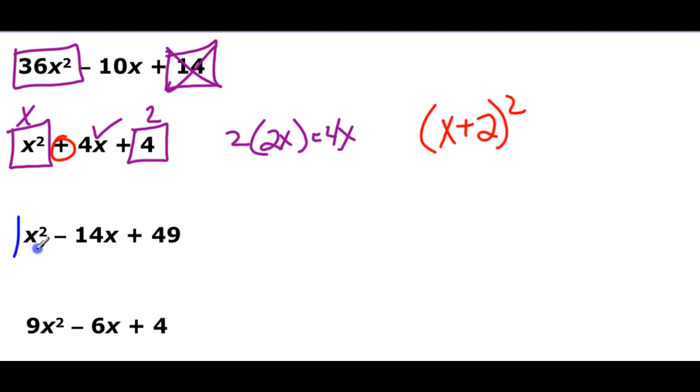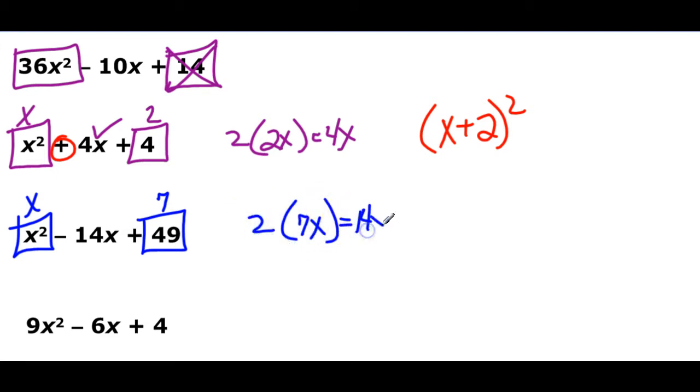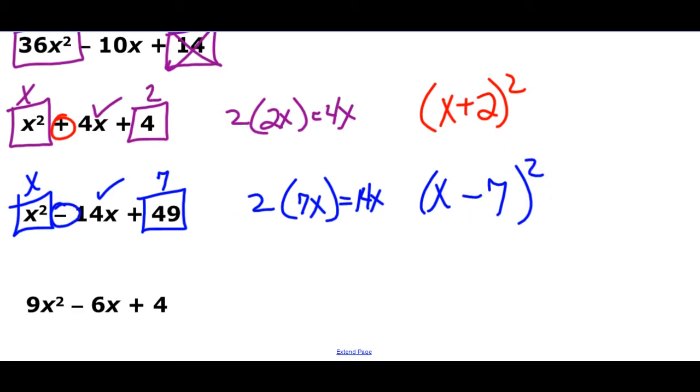Okay, next one. Perfect square, yes, square root is x. Perfect square, yes, square root is 7. Multiply those 2 together, that's 7x, times 2 is 14x. Is that what's in the middle? Yes, it is. Put your parentheses, take your x, take your 7, use the sign in the middle, and put a little 2. Oh, factoring's awesome.